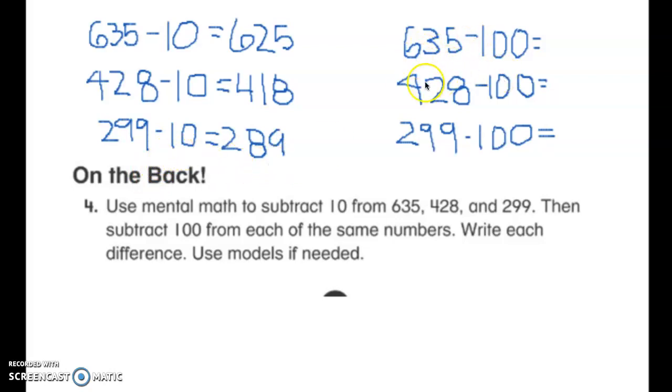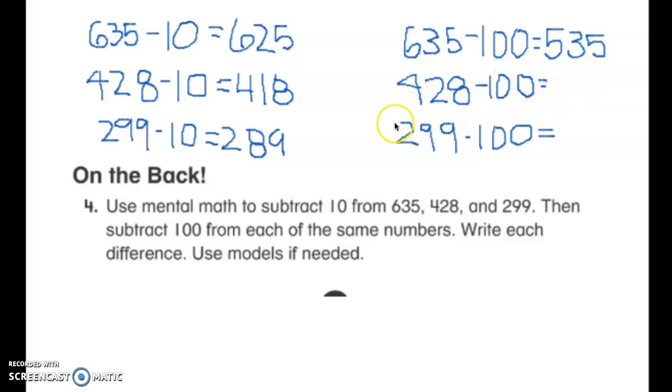Now I'm going to come over and subtract my hundreds. So 635 minus 100, instead of looking at the tens place, we're just going to look at the hundreds place. 635 minus 100, 6 minus 1 is 5. Our tens place stays the same, that is a 3, and our ones place stays the same, that is a 5. So 635 minus 100 is 535.